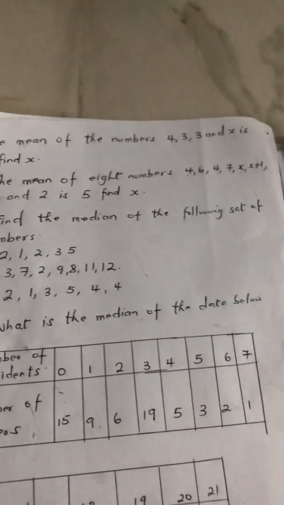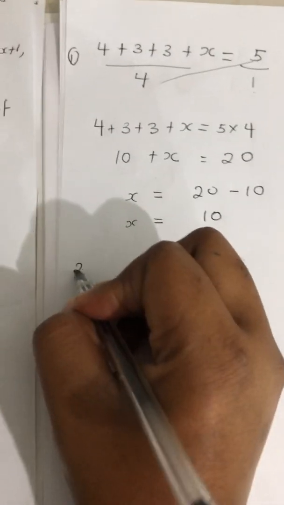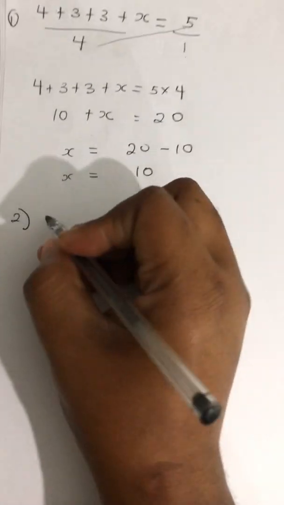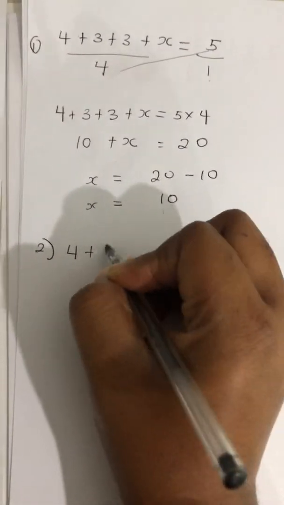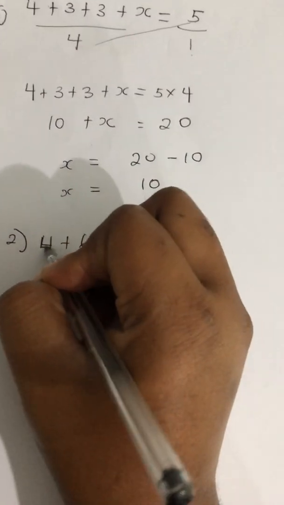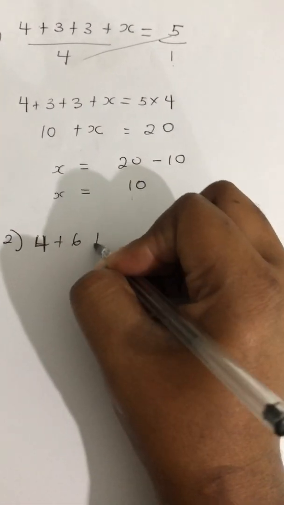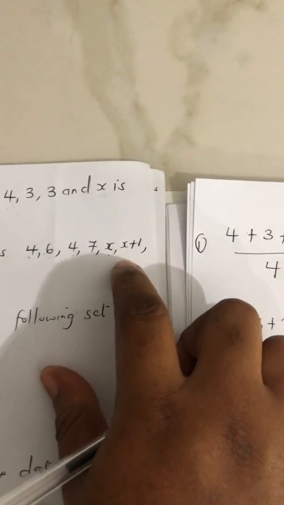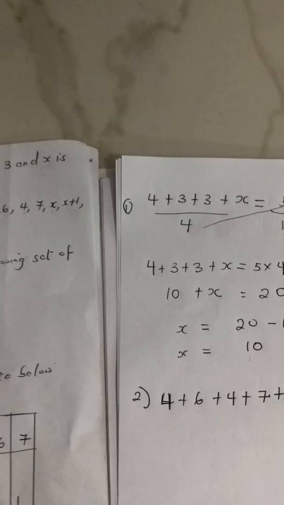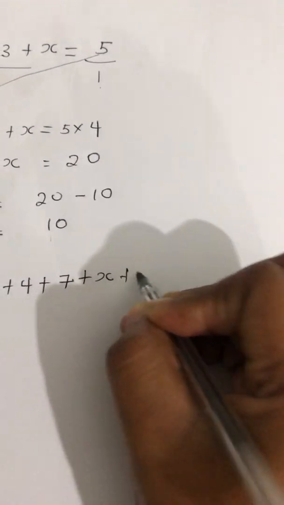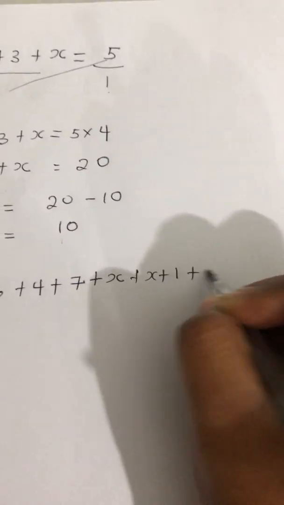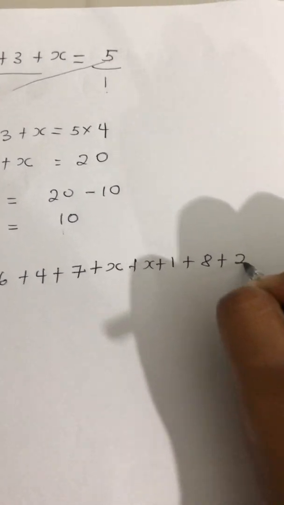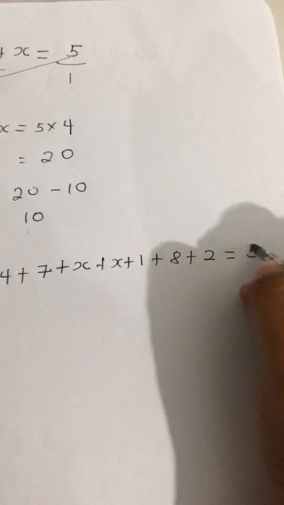Okay, so let's start solving the question. So this is question 1, and this is question 2. This is what you do. We have 4 plus 6 plus 4 plus 7 plus x. You see this x is standing on its own, then x plus 1 is also standing on its own. So plus x plus 1 plus 8 and plus 2, all is equal to what? 5.